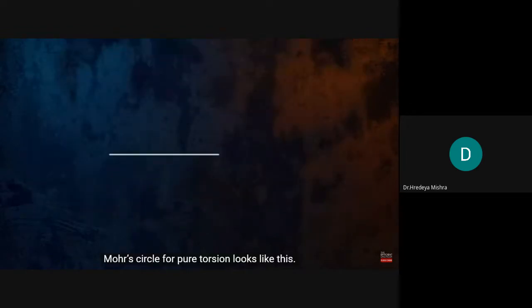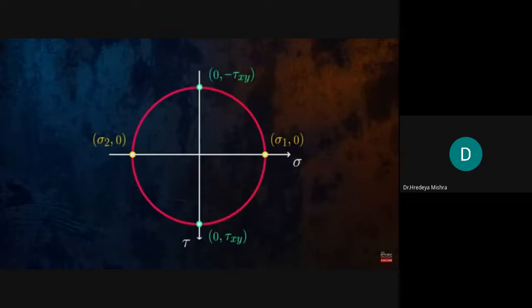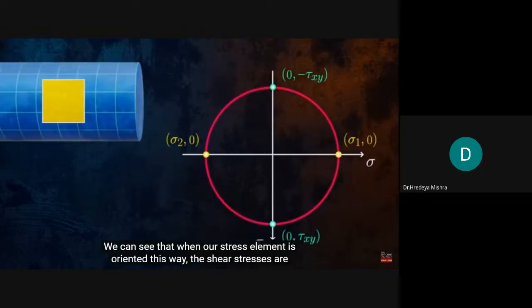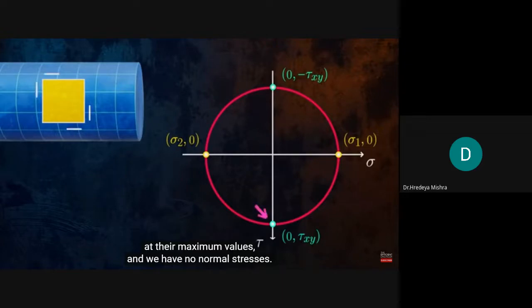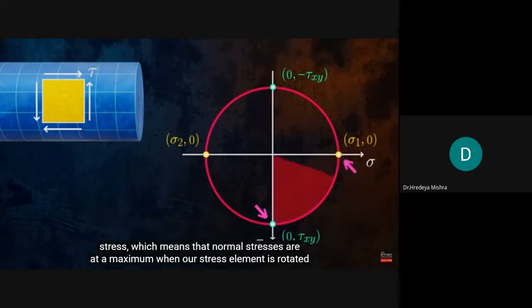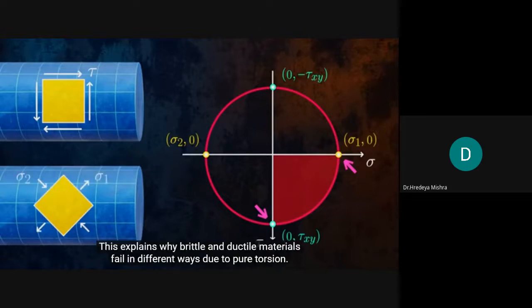Mohr's circle for pure torsion looks like this. We can see that when our stress element is oriented this way, the shear stresses are at their maximum values, and we have no normal stresses. There is a 90-degree angle on Mohr's circle between maximum shear stress and maximum normal stress, which means that normal stresses are at a maximum when our stress element is rotated by an angle of 45 degrees. This explains why brittle and ductile materials fail in different ways due to pure torsion.